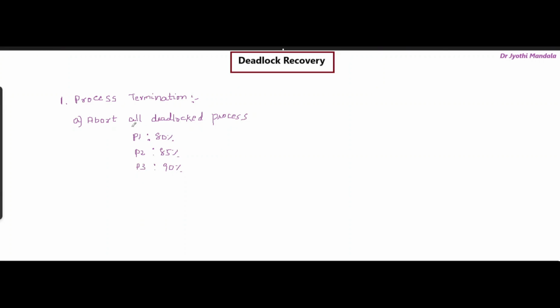Got it? So in that case, if these three processes are creating the deadlock, in the first approach we abort all these processes. That means we forcefully terminate their execution. But as they have completed 80, 85, 90 percent of their execution, they might have used some resources. Now, whatever they have used is all wasted, isn't it? So, unnecessarily we are wasting the resources. The problem with this approach is unnecessary wastage of resources, which leads to expense.